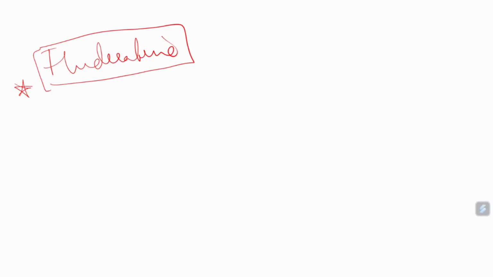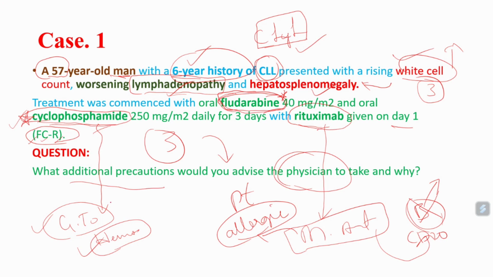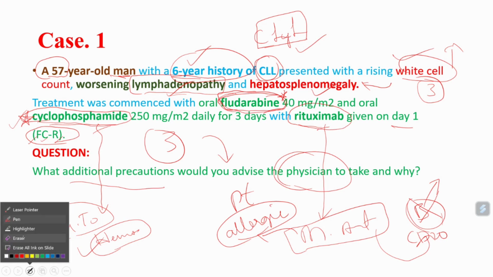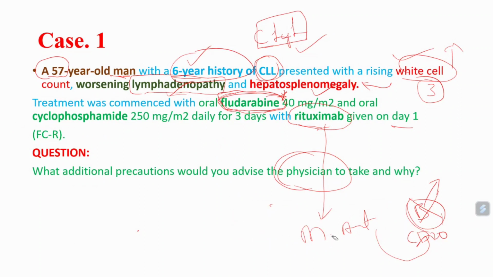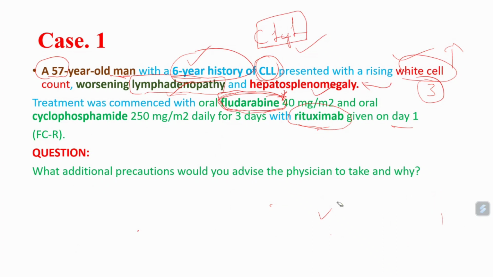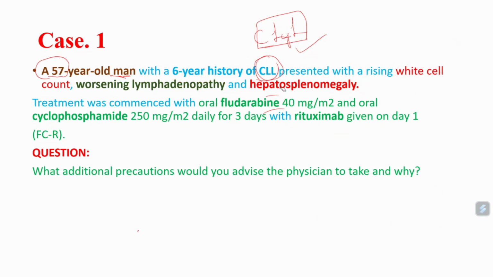Let's go back to the case. Now let us solve this case. Now you have to try to solve this case. See, the patient is on cyclophosphamide. About cyclophosphamide, we already understood hemorrhagic cystitis. In hemorrhagic cystitis, what do we have to do? Treatment strategies I already explained in cyclophosphamide.